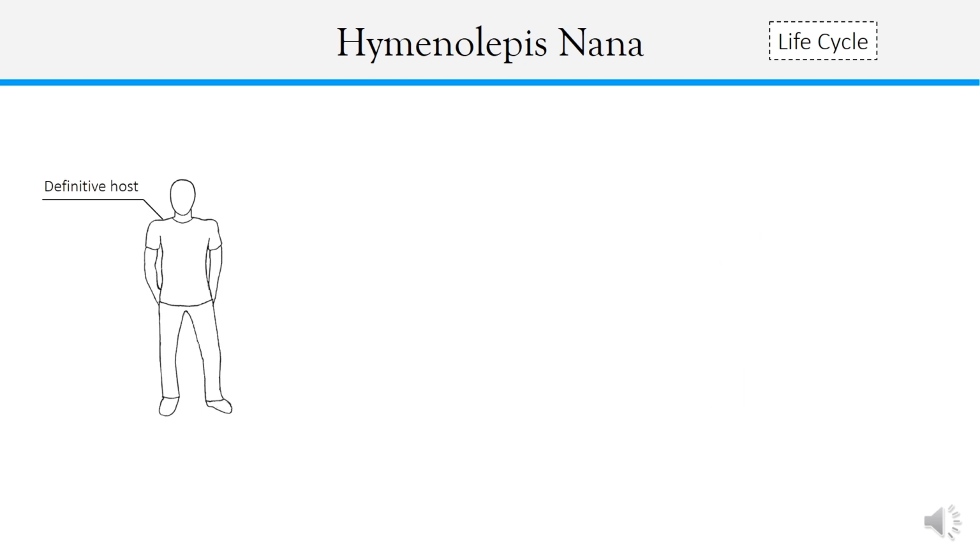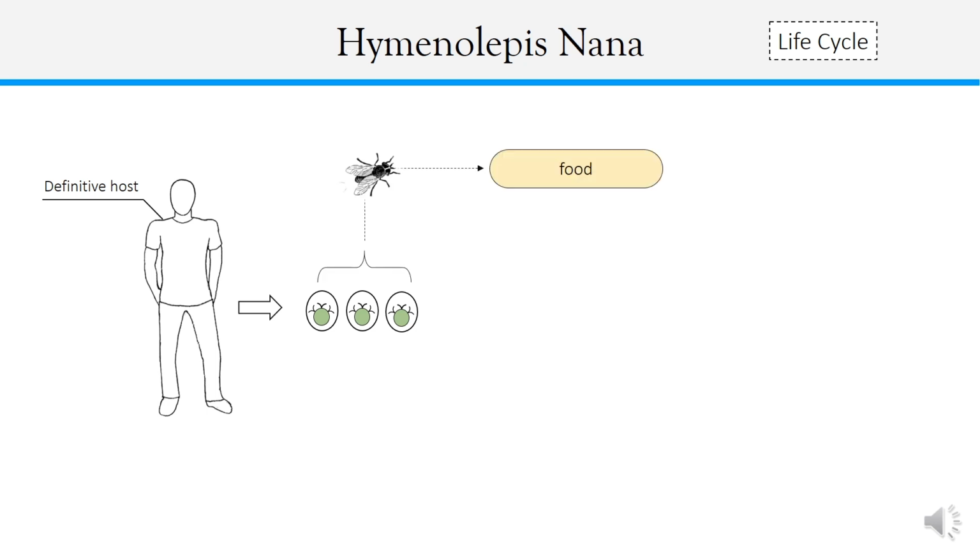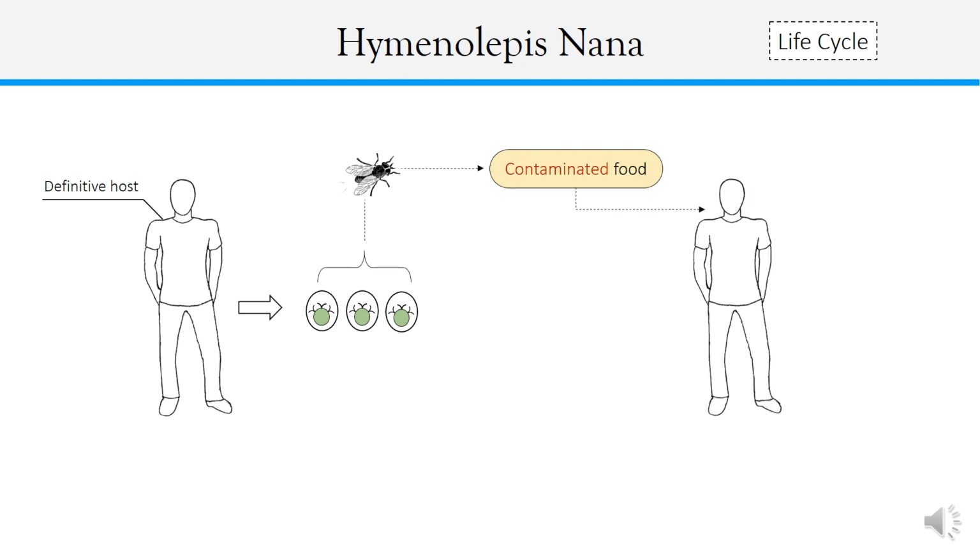So let's start revision of the life cycle of Hymenolepis nana. Let's imagine that we see a patient who is the definitive host, and eggs are released from the body of the definitive host into the external environment. Then, with the help of insects that serve as mechanical vectors, eggs could be transferred to food. And then another person could be infected with contaminated food.